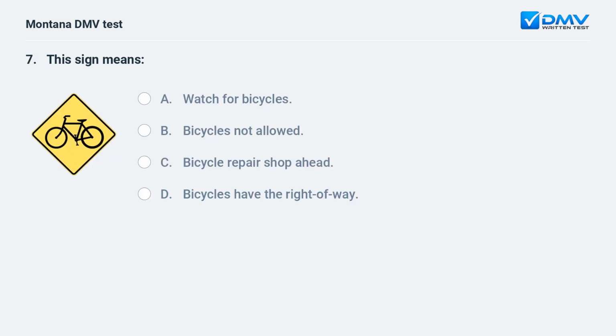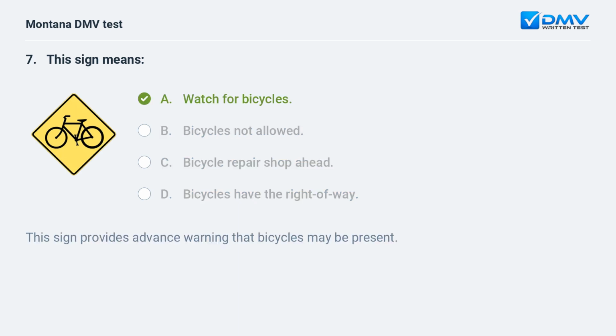This sign means A, watch for bicycles. B, bicycles not allowed. C, bicycle repair shop ahead. D, bicycles have the right of way. A, watch for bicycles. This sign provides advance warning that bicycles may be present.